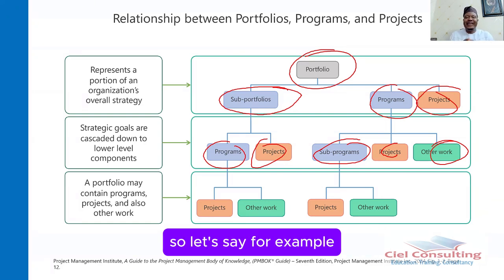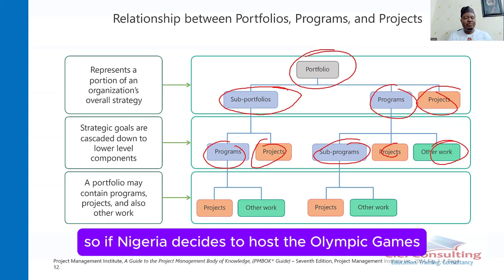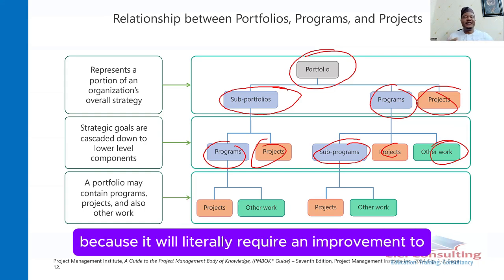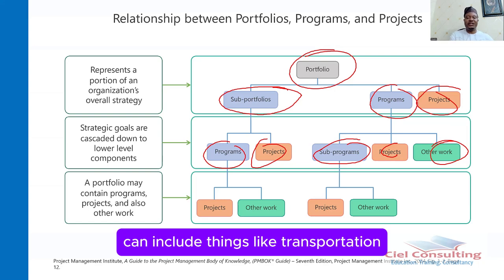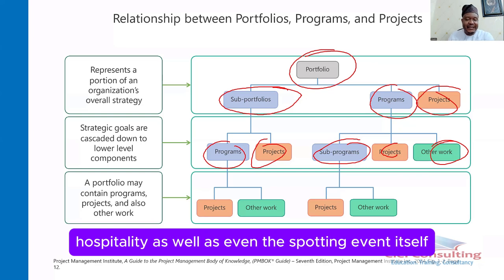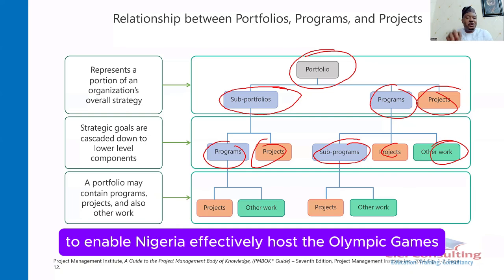So let's say, for example, Nigeria decides to host the Olympic Games. Don't forget that the Olympic Games is a very huge portfolio because it will literally require an improvement to the national infrastructure. This infrastructure can include things like transportation, communication, entertainment, hospitality, as well as the sporting event itself. These are sub-portfolios within the overall portfolio of national infrastructure upgrades to enable Nigeria effectively host the Olympic Games.